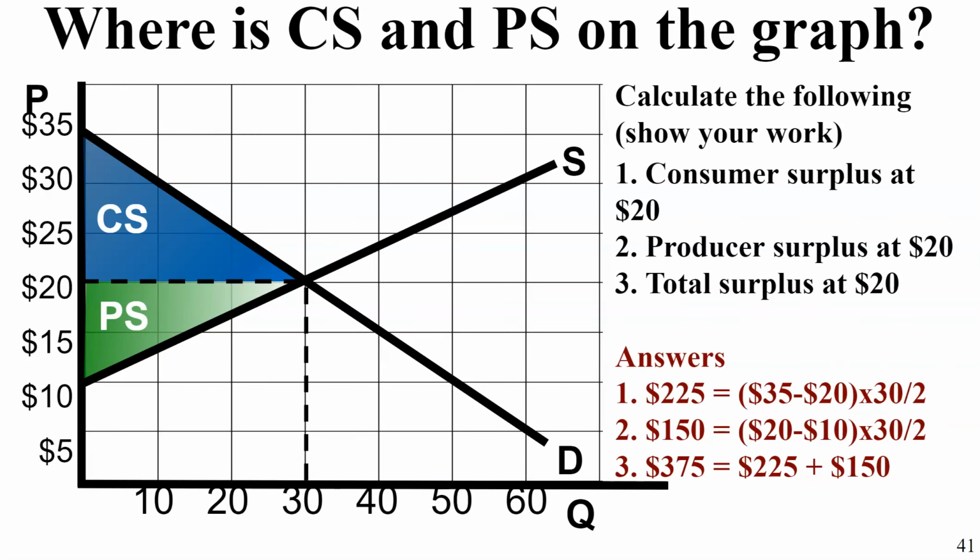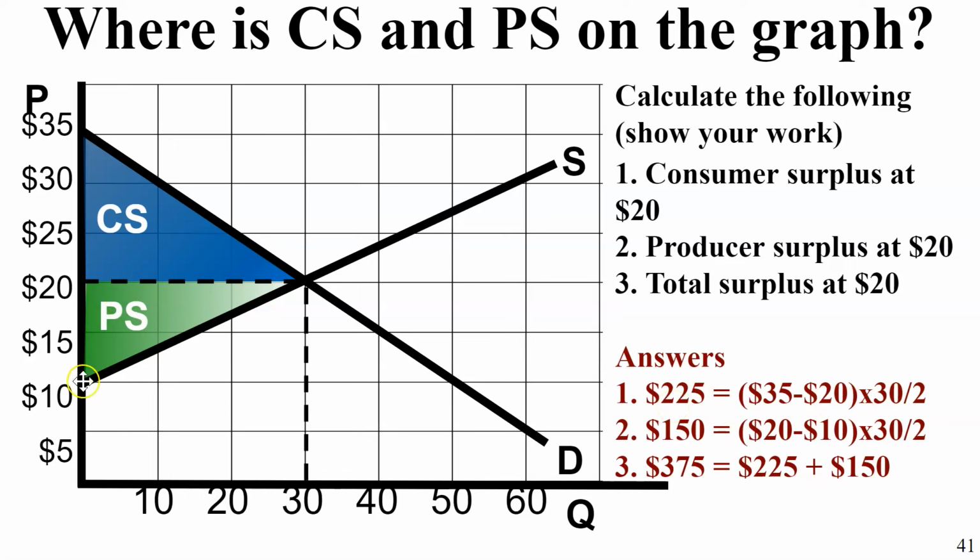Now, if we look at calculating consumer and producer surplus, what we see here is consumer surplus. Again, the area is 1/2 base times height. So 20 to 35 would be 15. 15 times 30 is going to give you 450. And then you're going to take half of that. So essentially you get half of 450, which is 225.